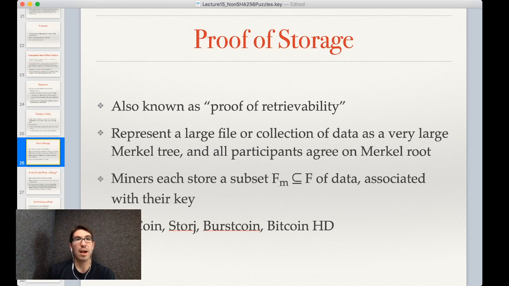Just like IPFS, we can store that data and retrieve it later. So proof of storage, we're going to represent some file or collection of data as just a really large Merkle tree, and then all the participants agree on a Merkle root, and the miners are going to store some subset of data associated with that key. And then they can be asked for it, and if they successfully produce it, then they can get rewards. So there are a few different systems that use this or variations of it, such as Filecoin or Storj. Not all exactly the same idea here, but the same basic concept is that you're rewarded for storing things.